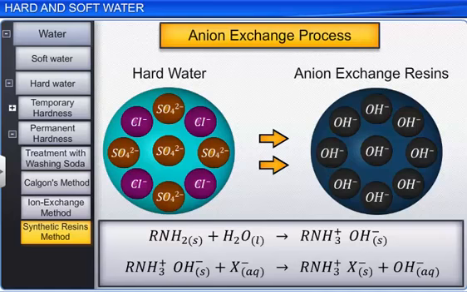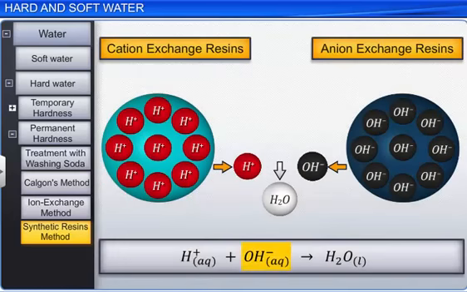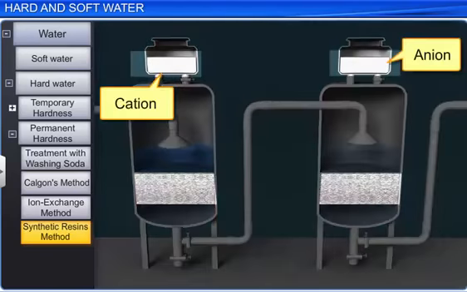Once the cation and anion exchange resin beds are exhausted, they are regenerated by treatment with dilute acid and alkali solutions respectively.